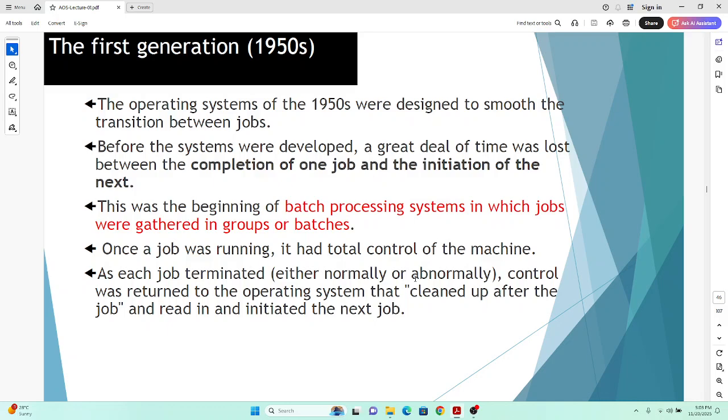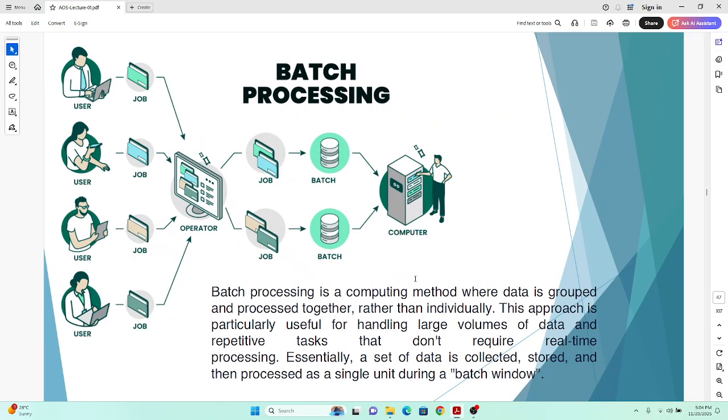So the first generation of operating system began in the 1950s, and basically the main idea was batch processing. What is batch processing? There are different types of jobs to be performed by your computer. An operator has to separate all different categories of jobs into batches, and each batch is fed into the computer, and once the batch is completed, the next batch is fed into the computer for execution. So this is how the whole idea works. So this is batch processing.